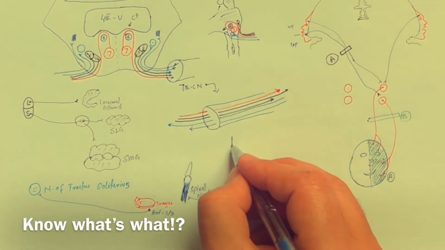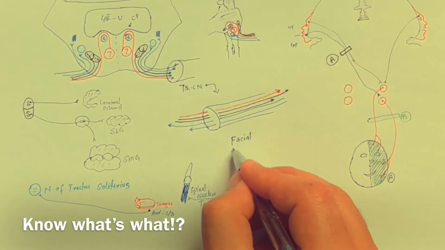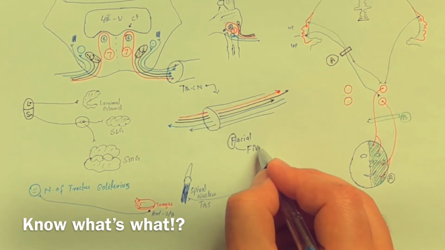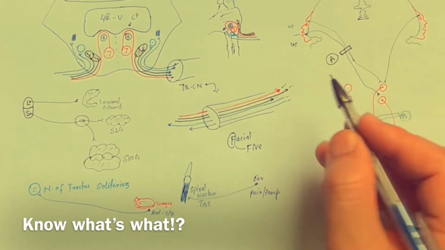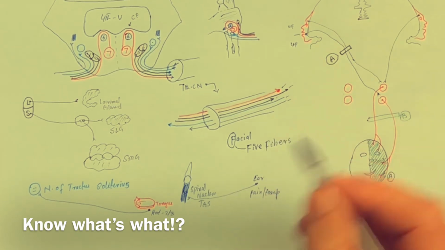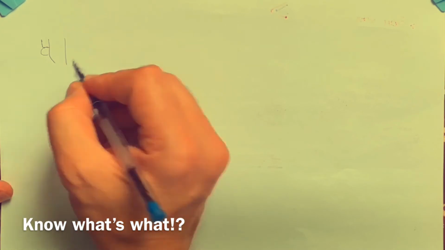So the facial nerve, it starts with F. Remember, F for 5, okay? It has different kinds of fibers, or at least 5 different kinds of fibers. So now let's look at the facial nerve course.